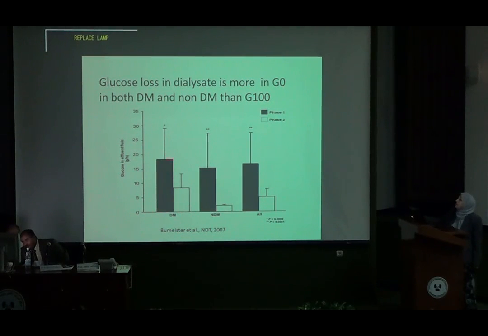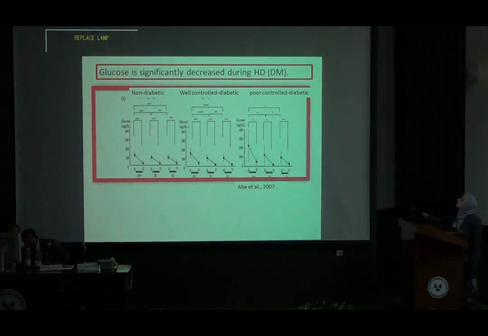This shows the dialysate glucose in diabetic patients, glucose-free dialysate versus glucose-charged dialysate. More glucose is lost in glucose-free dialysate, in both diabetic and non-diabetic patients. Here also, in non-diabetic patients, the glucose level is significantly increased pre-dialysis and during dialysis, and by the end. Well-controlled diabetics show a significant decrease in blood glucose, and poorly controlled diabetics even reach the level of hypoglycemia.